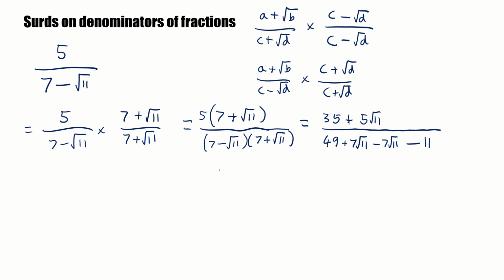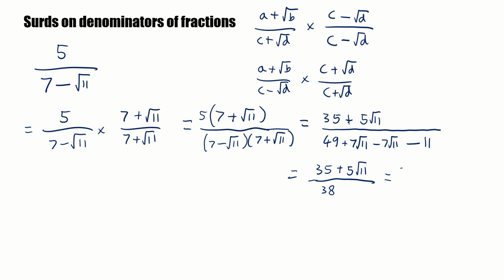Cool. That's helped because we can now simplify the denominator into something much nicer. We're still going to have the numerator 35 plus 5 root 11, but on the bottom we've got 49 take away 11, simplifying to 38. And then the 7 root 11 take away 7 root 11 just means we're losing the square roots, which is the whole point of what we're trying to do. So it's always worth pointing out, if you still have a square root on the bottom, you've done something wrong.